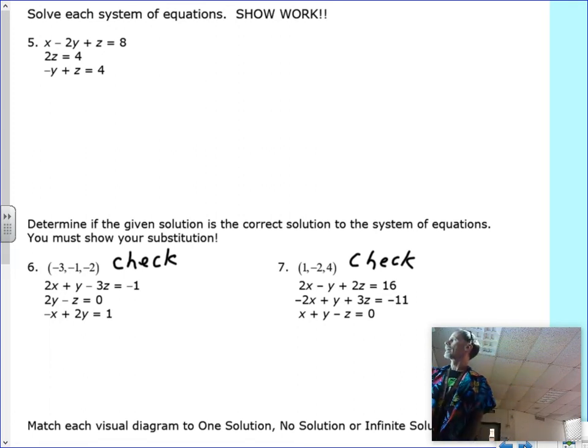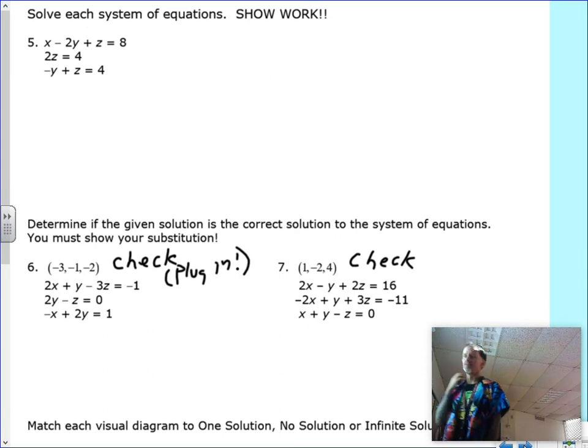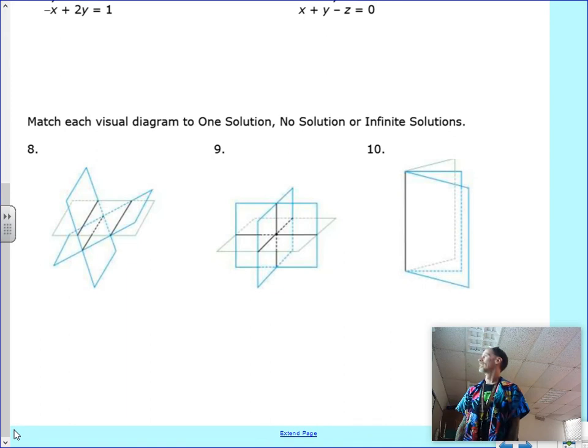All we have to do is plug in to see if that x, y, z value works for all three. If it's a solution, it's got to work for all three of them. If it doesn't work for any one, then it's not a solution. So really, your final answer on these is going to be yes or no. And then the last couple of questions, what we did yesterday: how many solutions do each of those things have?